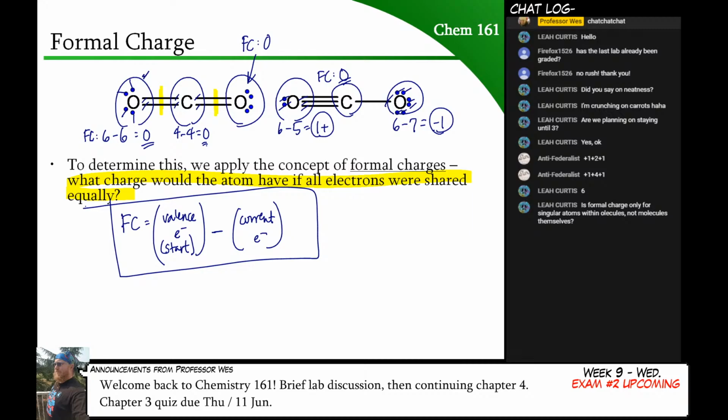Formal charge is only for singular atoms. That said, if you add all the formal charges together, you should get the overall charge. So since these are molecules, the molecule has a total charge of 0, so all your formal charges should add to 0. And if you look at it, you can see that that's the case here.